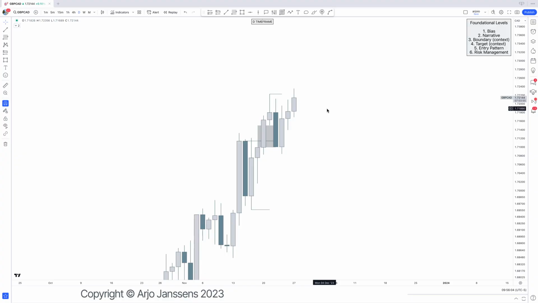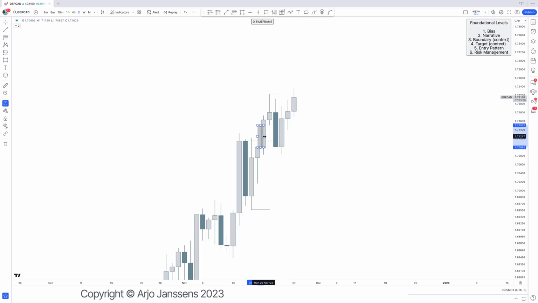Again, when I speak about boundary and target, they are on the same time frame. So it's not that you would use a boundary on the daily time frame and then go into the 1 hour time frame to look for a target. No, that's not how it works. Boundary and target are on the same exact time frame, always. So right here, what you want to do is go into the lower time frame to look for high prices.